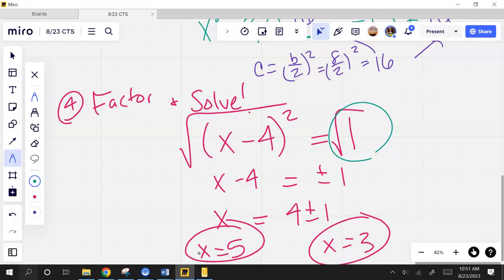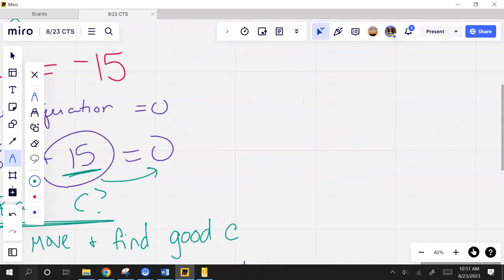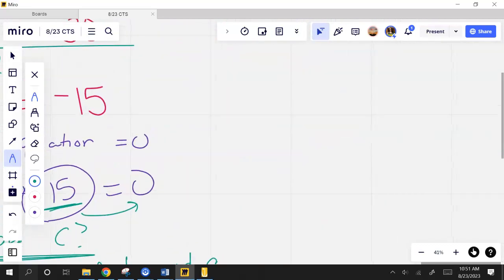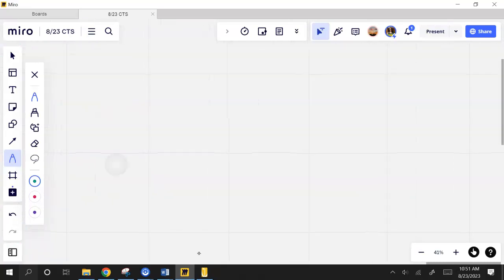Let's try one together. Start to finish. I'm going to do one together, then I'm going to give you one to try by yourself, and we'll work through it together. So let's do this one together first. x squared plus 16x minus 21 equals negative 5.